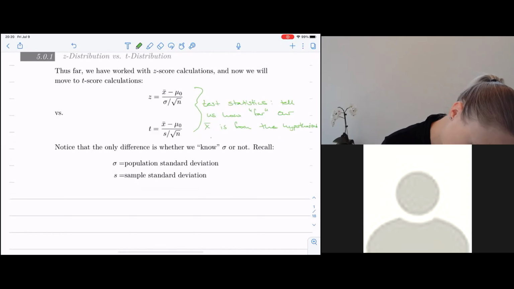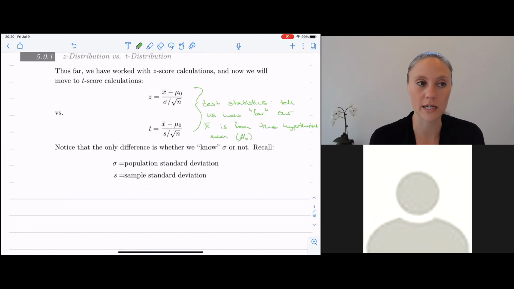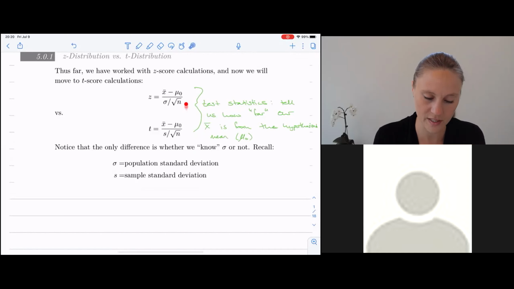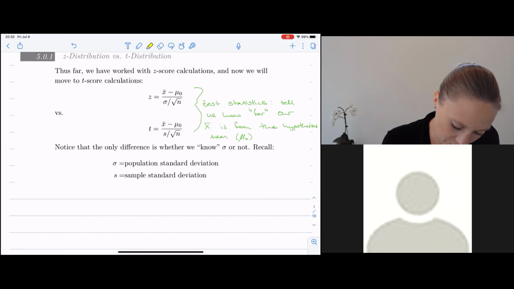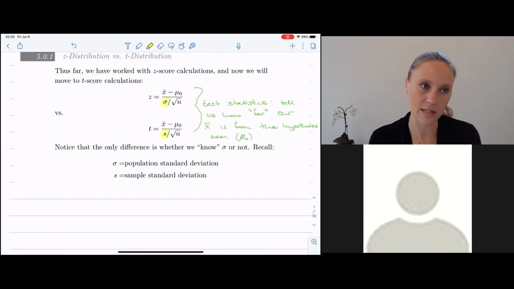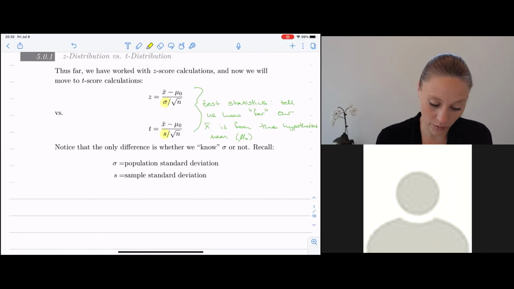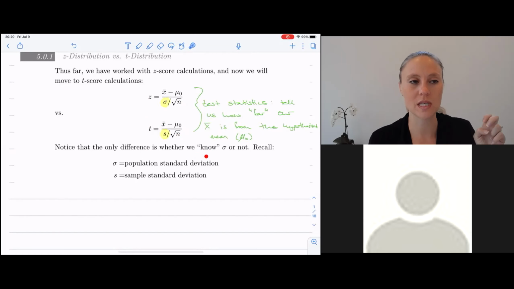The hypothesized mean, which is, of course, mu naught. We introduced that in chapter 4, but of course, we're going to see it again here. So this mu naught and this mu naught, they're all the same. This X bar is still the sample mean for both of these, and n is, of course, the sample size for both of these. So the only difference here, and we noticed this last day, is whether we know sigma or not.